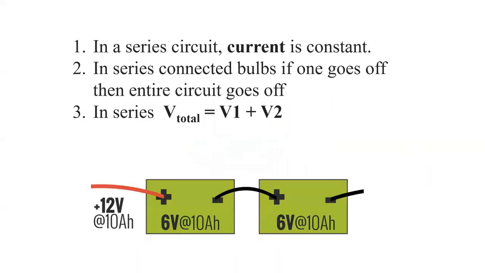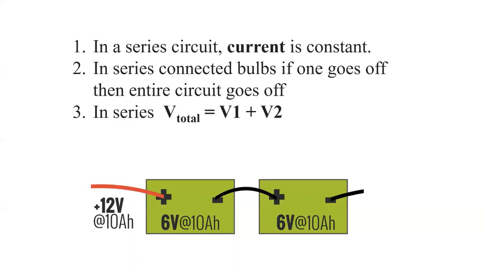The three points we need to take for series connection are: first, in series connection the flow is the same, so the current is constant. The next is, in series connection, if one load goes off, not only a bulb, any load, then the entire circuit goes off. The third one is my favorite part: in series connection, the total voltage adds up. I use it in my circuit building when I have less voltage.